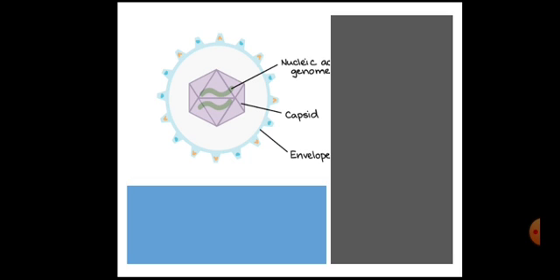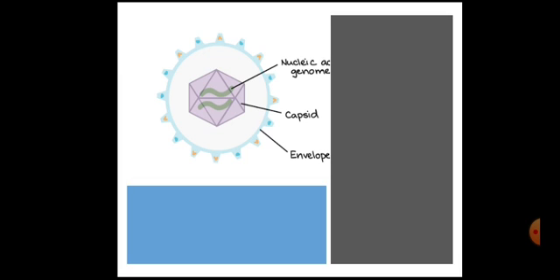This is the general structure of a virus. What we can see here is that the innermost part is the nucleic acid that makes up the genome of that virus. That nucleic acid may be either DNA or RNA. Both types of nucleic acids are not present in a single virus. It is either RNA or DNA. This nucleic acid may be single stranded or double stranded.